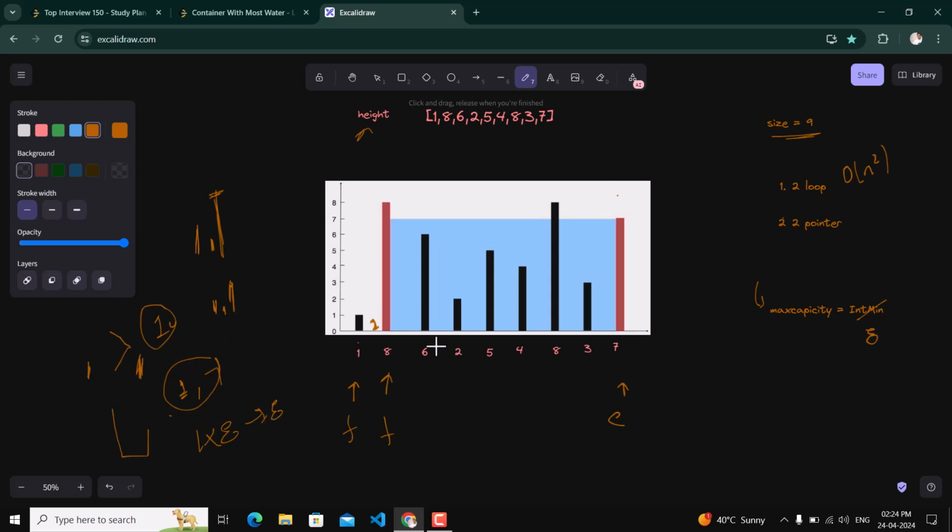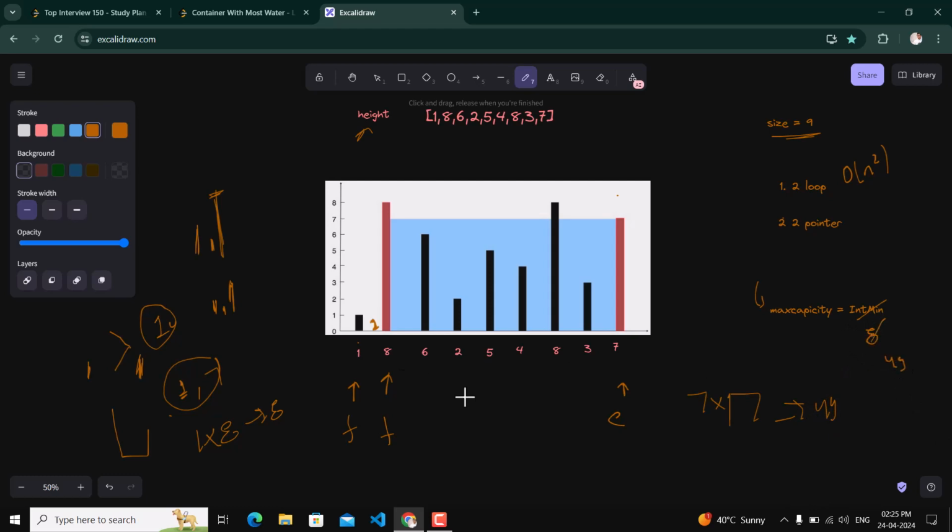Okay, so in this case, whichever is the minimum between these two bars which we have chosen in our previous iteration, we will choose the minimum and increment the pointer of that bar. So front will be pointing to this. Now again we have 7 and 8. Among 7 and 8, what is the minimum? Minimum is 7. And the distance between these two is 1 2 3 4 5 6 and 7. So it is 7, 7 times 7 is 49. So now maximum capacity will contain 49.